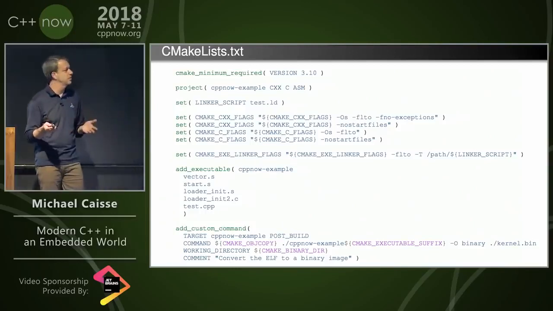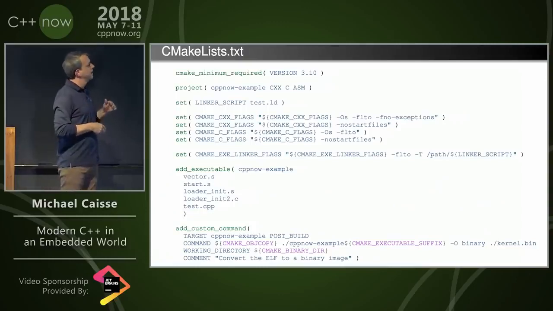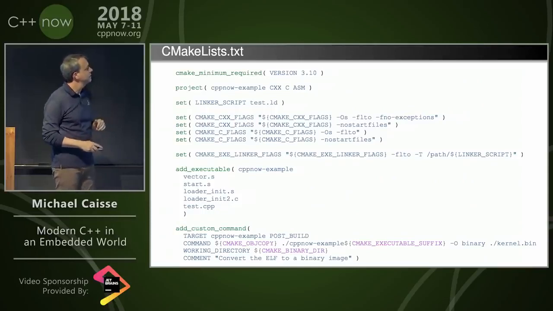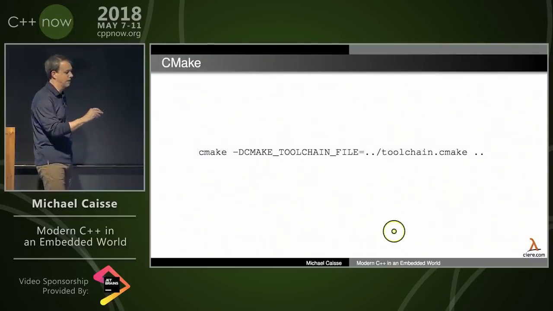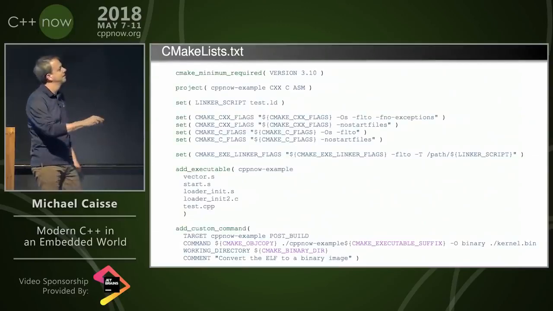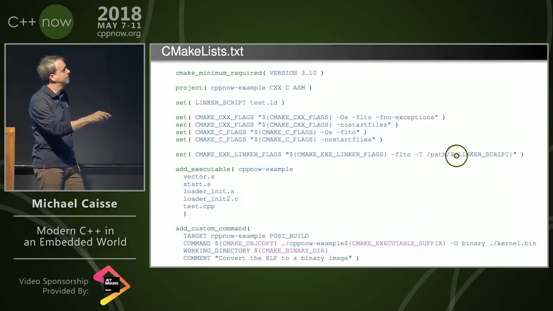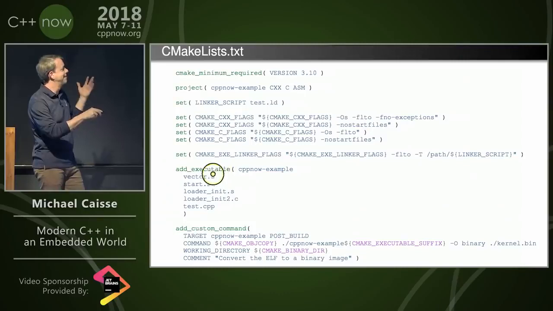We're going to tell it no start files. We don't want start files. And we don't want exceptions, for lots of reasons. So we get done with all of this. We add our linker script, and we just add that in as part of our link flags. And now we're going to go ahead and add in the other things we need.